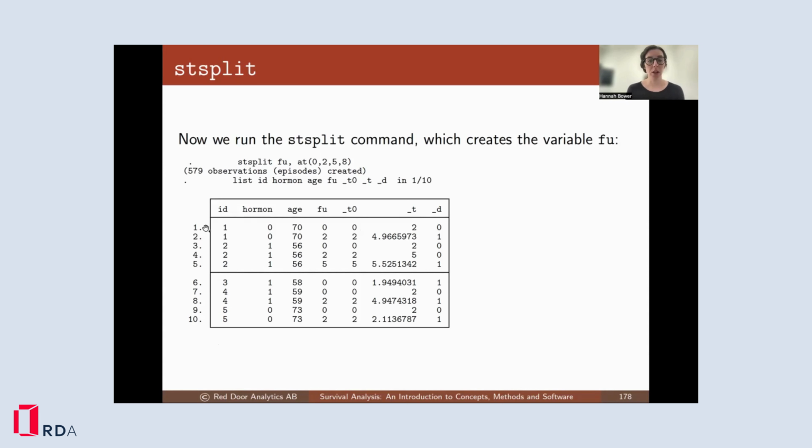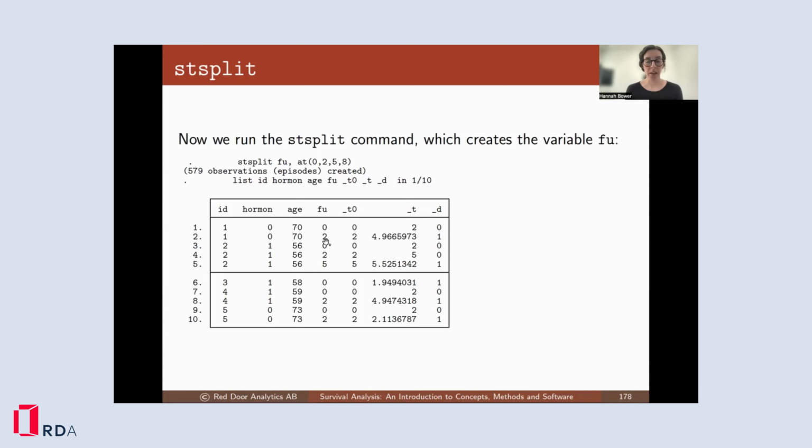If we look at the first 2 observations, we can see that these correspond to the first individual with ID 1. Our hormone and our age variables are exactly the same because these are time fixed. These are variables at the start of follow-up, at diagnosis. And then you can see that we have a follow-up of 0, which goes from 0 to 2 years, at which point this individual did not have an event.